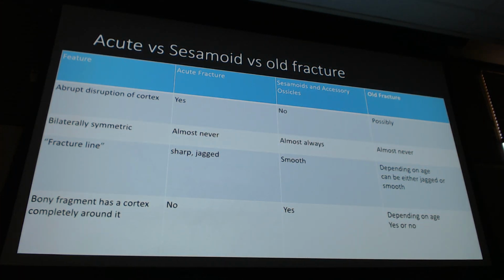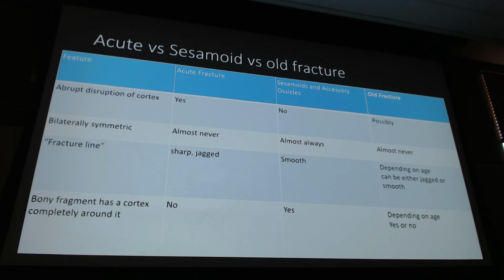Here's a nice little chart to try to figure out acute fracture versus sesamoid versus old fracture. Biggest thing between the acute fracture and the sesamoids or even the old fractures is sharp and jagged versus smooth. Right? It's gonna be that break in the cortex. Is there a cortex all the way around it, like I just showed you on that scaphoid? If the answer is no, that's a new fracture. You won't have that bright whitish line kind of around the new fractures.